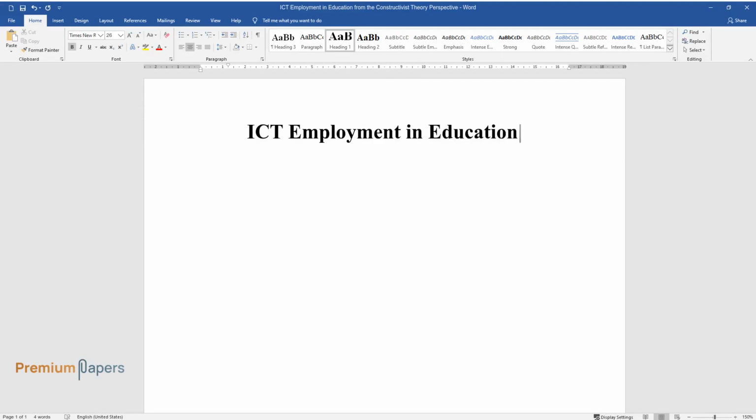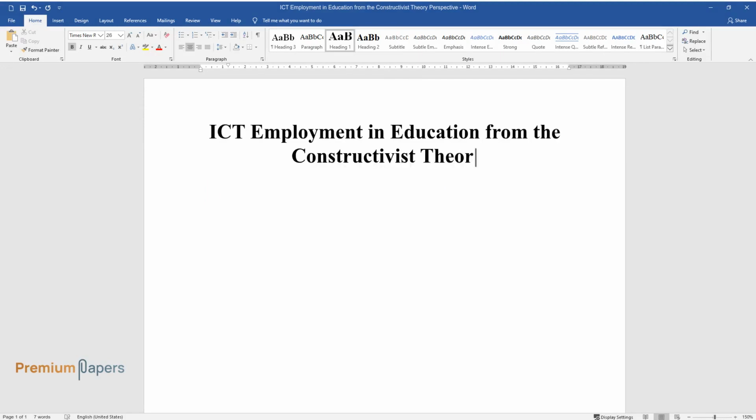ICT Employment and Education from the Constructivist Theory Perspective. Introduction.